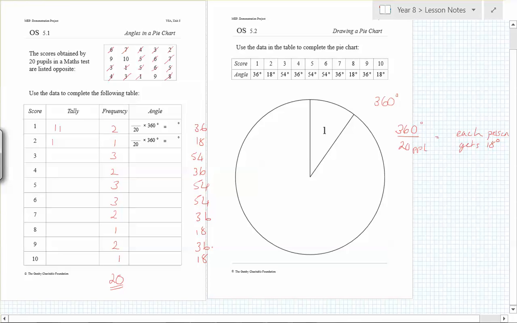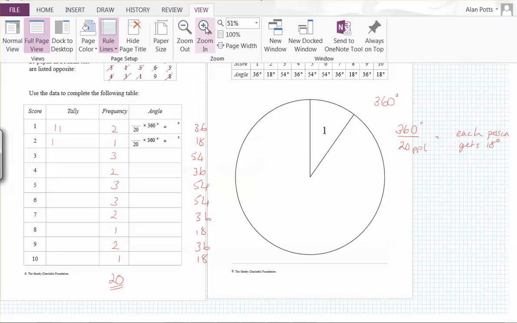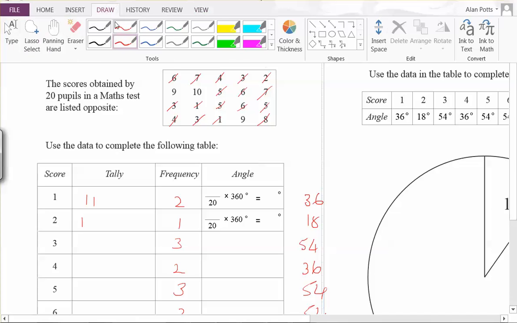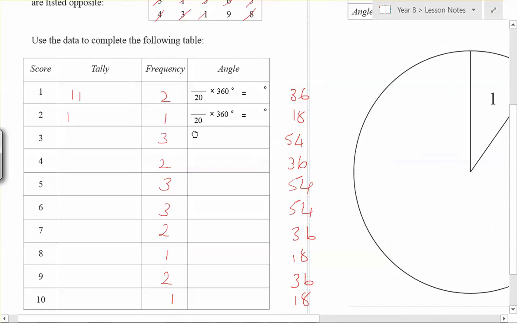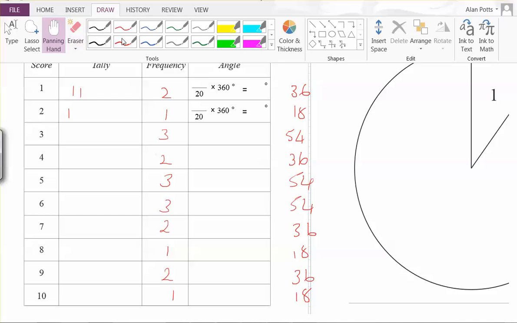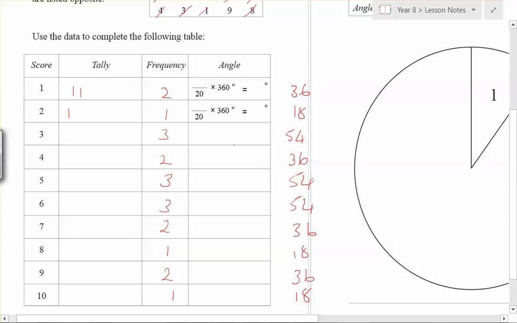Yeah, but we've worked it out. Alright? Now, that's the way we've done it by working out one person. But they've done it here in a slightly different way. Okay? So that's what we're going to look at. So, what have they done? Well, they've worked out that it's a fraction. Okay?